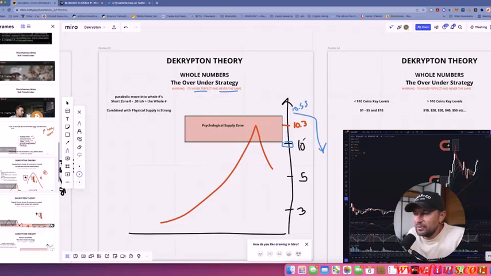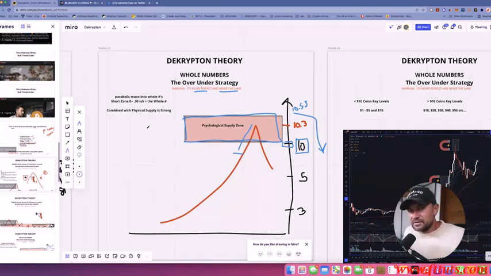But typically what you need to know is it's going to spike into a range over that whole number, and there's going to be a psychological supply zone in that range that it spikes over that whole number. And typically you don't want to short right underneath, because probably 90% of the time it isn't going to stop underneath the whole number. It's going to spike over the number into a range somewhere in there. We don't really necessarily know.